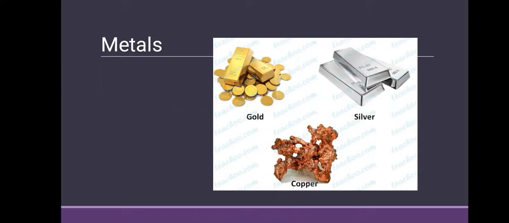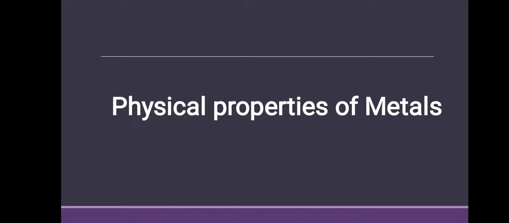Metals. Here you can see some pictures of objects made up of metals. You can see the coins and the biscuits made up of gold, that of silver and copper, and even iron and aluminium are other examples of the metals. Now, first of all, let us see the physical properties of metals.